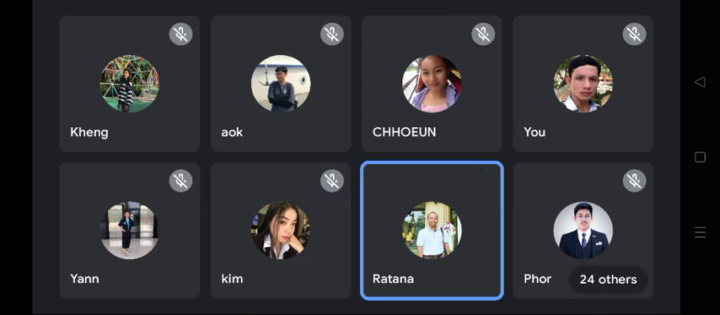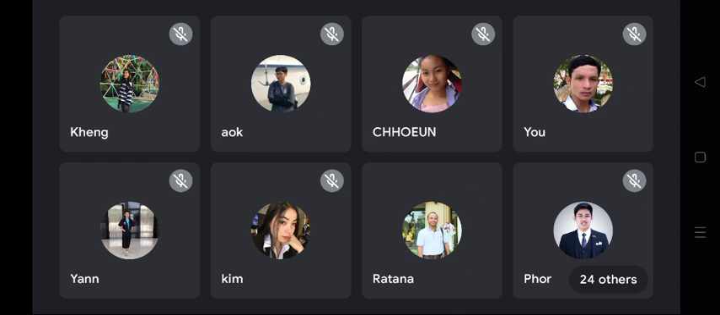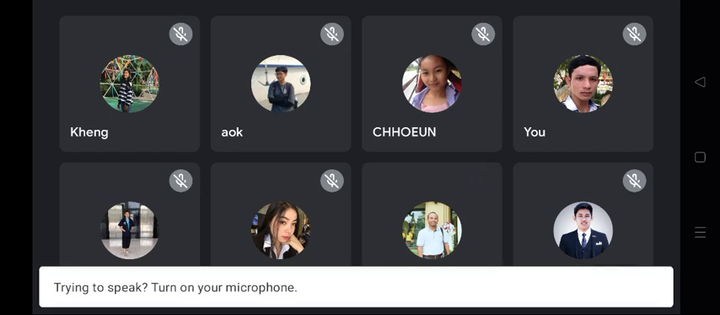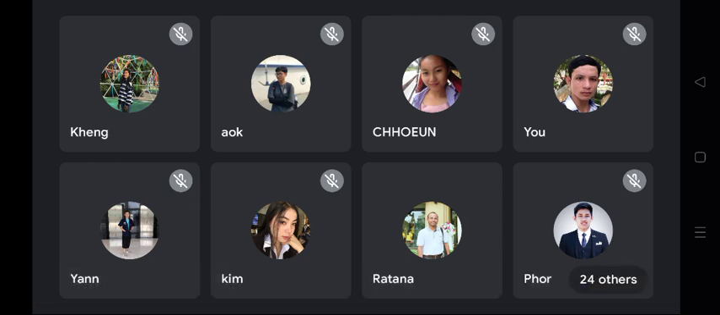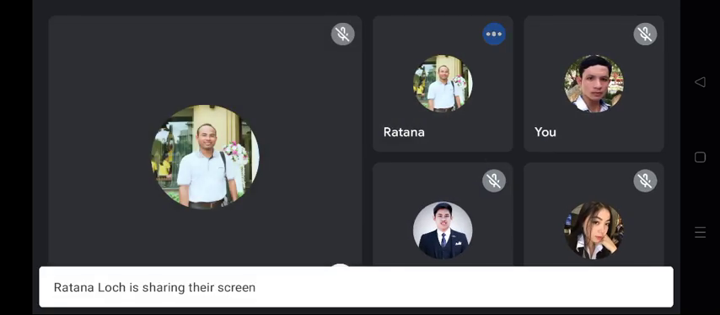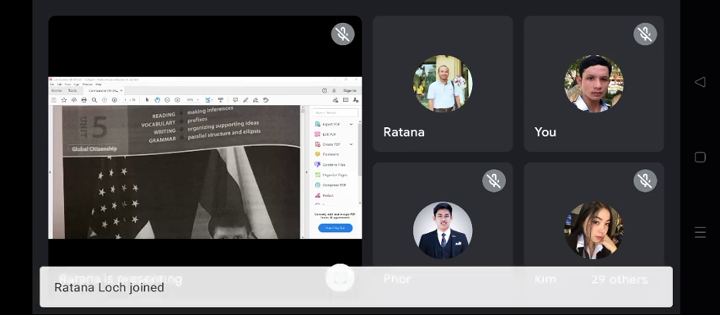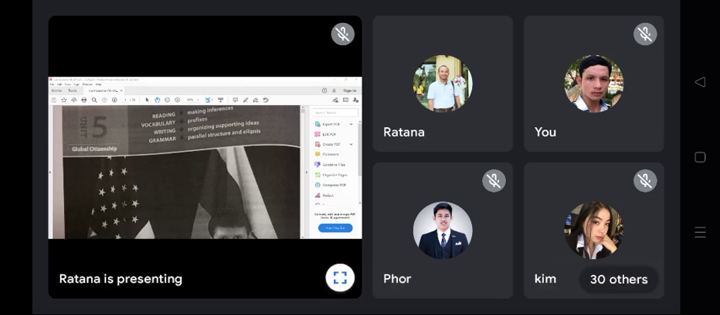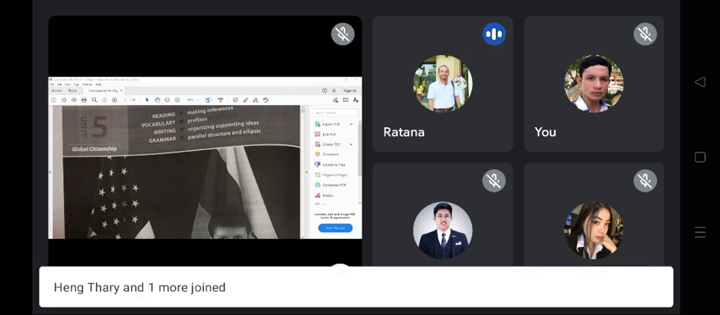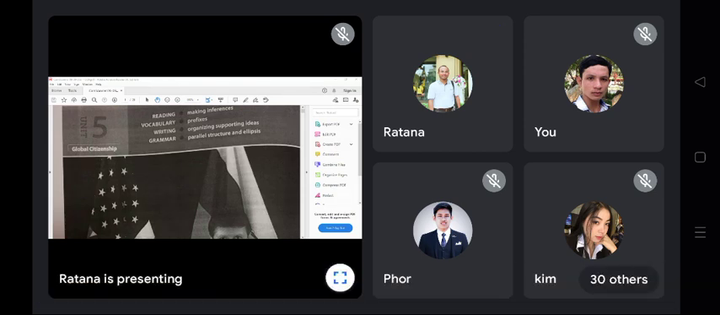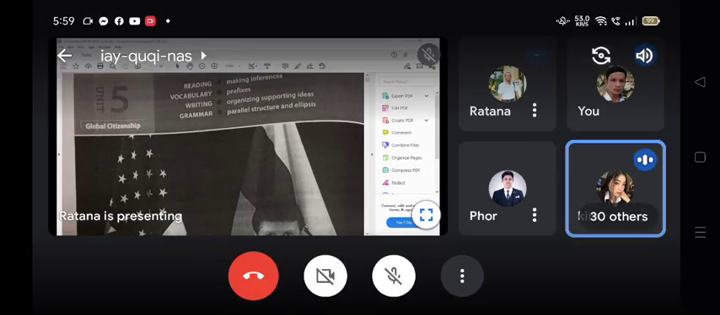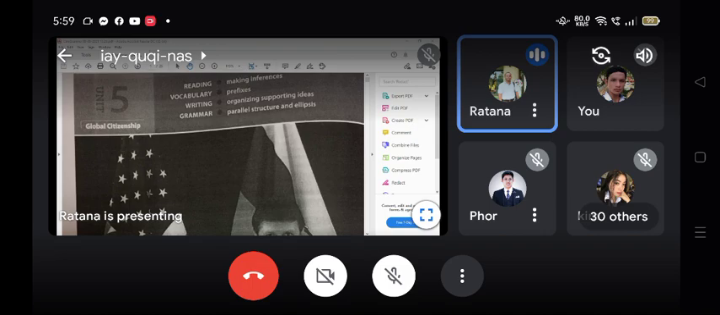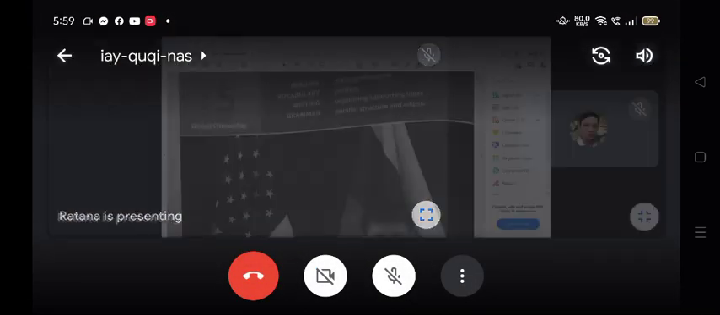Unit 5. Okay, where's unit 5? Okay, so everyone can see the screen, right? Okay, good. So, just the introduction of the unit.